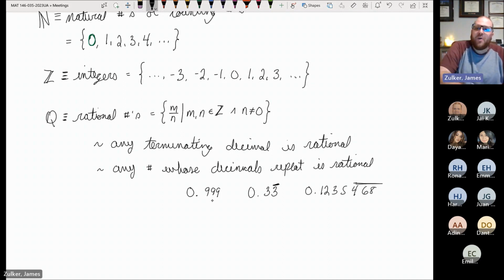So there could be 100 million of these nines. It terminates after 100 million, that's rational. This decimal, 0.1235, and then 468, 468, 468 repeats like that indefinitely, that's rational. And as another interesting note, the decimal 0.9 repeating is equal to 1.